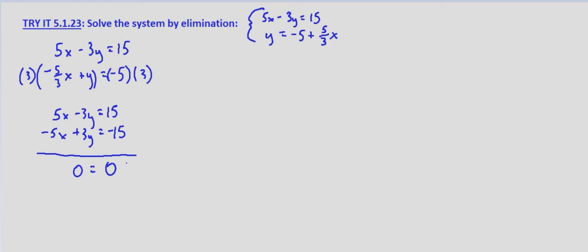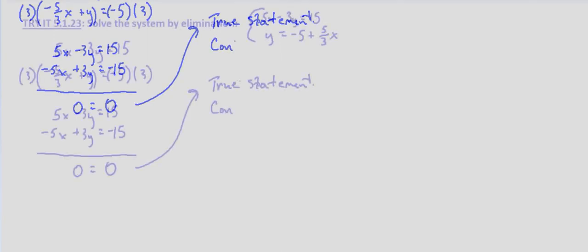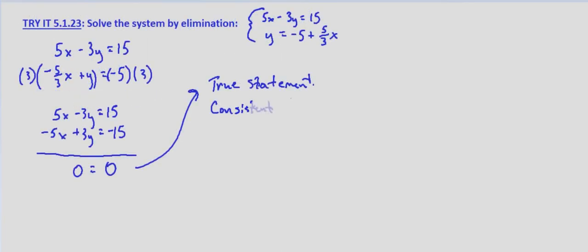So what does it mean when we solve and end up with a true statement and the variables fall out? With this true statement, what that means is that the equations are consistent but dependent equations. And what this means is that they essentially represent the same line. If we solve for y in the first equation, we'd end up with y equals negative 5 plus 5/3 x.